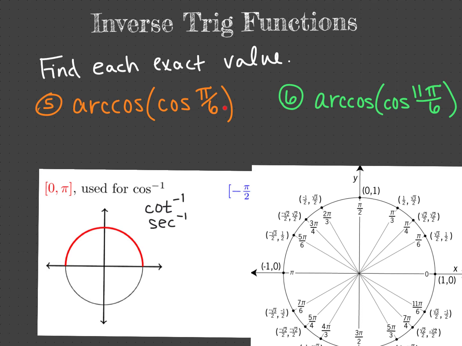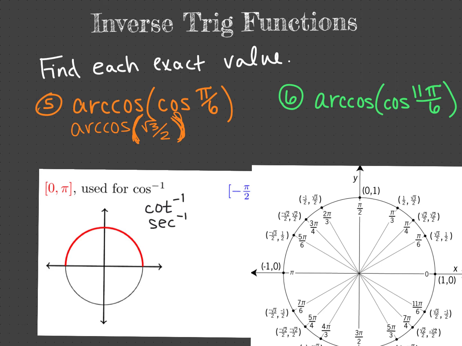All right, the cosine of pi over 6, we know how to find this. We learned this a while ago at the start of trig. Pi over 6. Cosine is the x value. All right, the cosine of pi over 6, that's root 3 over 2. So I'm going to rewrite this as the arc cosine of root 3 over 2, since the cosine of pi over 6 is root 3 over 2.